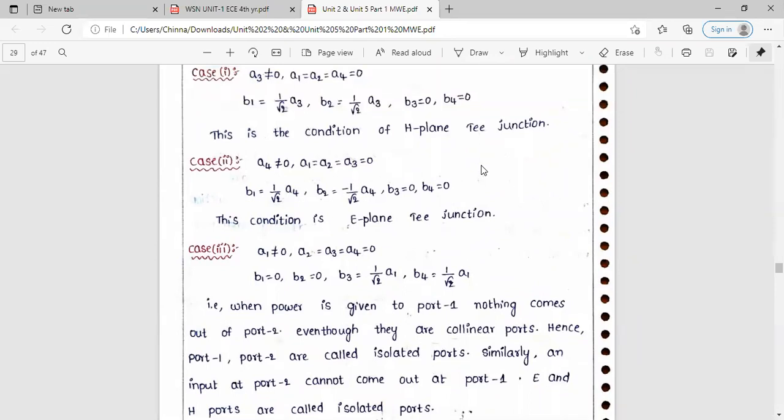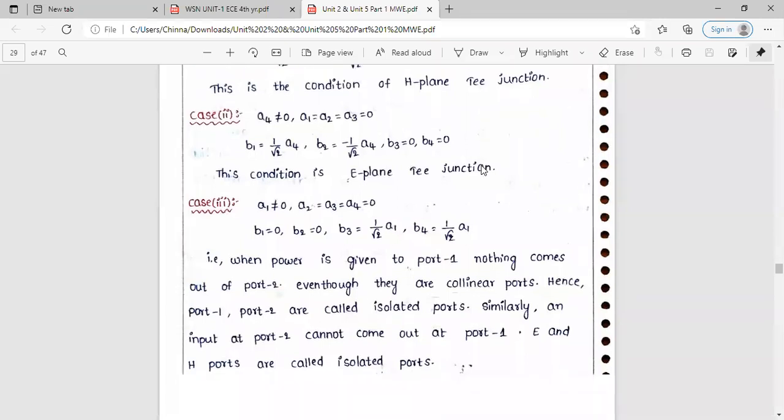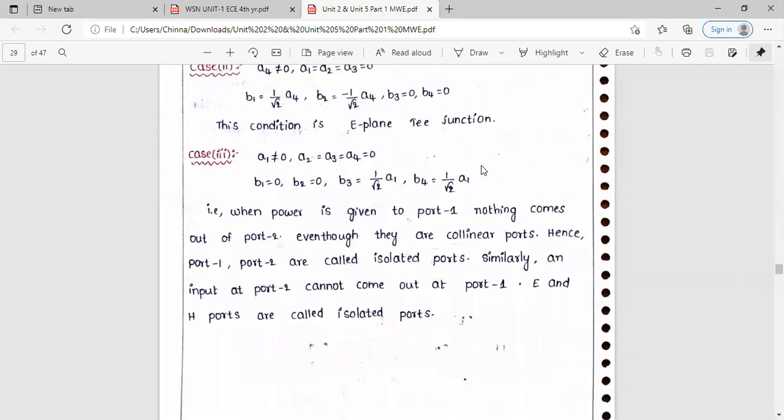So B1 and B2 values are the same. Coming to the second case, B1 and B2 have a 180 degree phase shift, with a negative value, and this condition tells us about the E plane T junction.